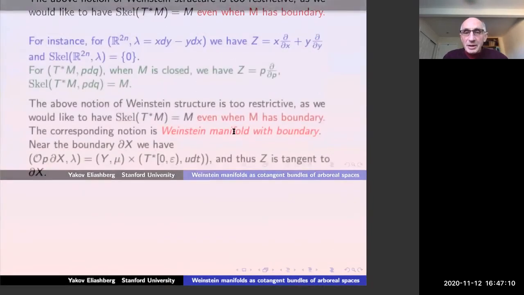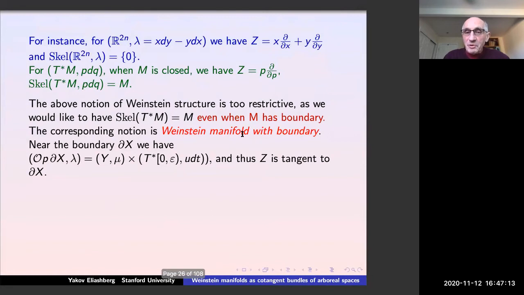So you want to slightly generalize this notion of Weinstein manifold and say, at first, that we allow a Weinstein manifold with boundary. What does that mean? Take the cotangent bundle of a closed manifold. This is of course a non-compact manifold, but it does not have a boundary. There's infinity, but it's not a boundary. But if you take the cotangent bundle of a manifold with boundary, then it indeed has a boundary, which is the restriction of the cotangent bundle to the boundary of our manifold.